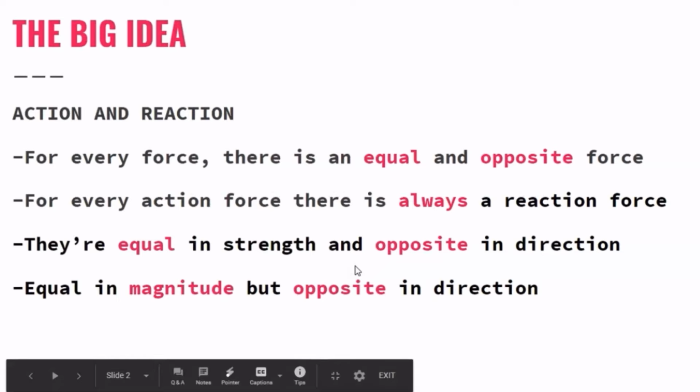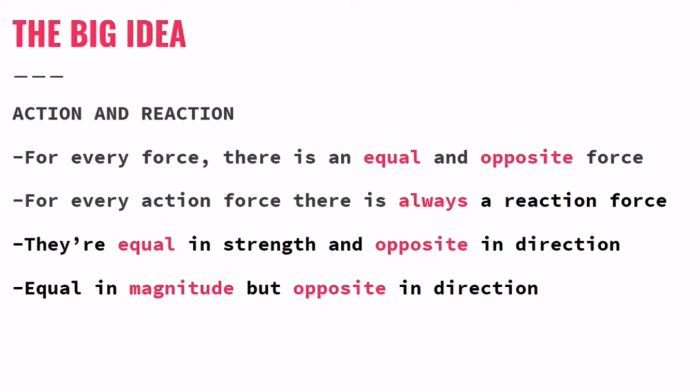So basically the whole big idea of Newton's third law is the law of action and reaction. For every force there's an equal and opposite force. For every action force there's always a reaction force. They're equal in strength and opposite in direction. They're equal in magnitude but opposite in direction. You see how most of the words that I highlighted state the same thing: equal and opposite. Get that in your head because that's the whole point of the law.